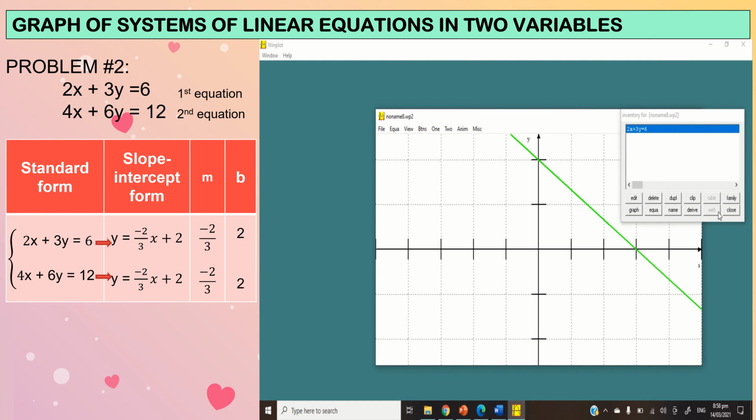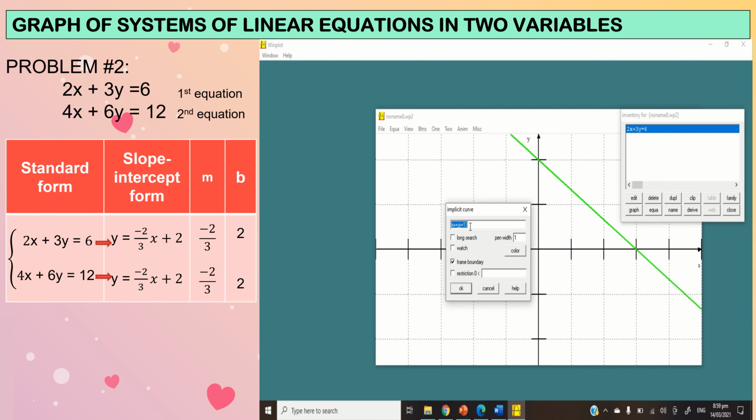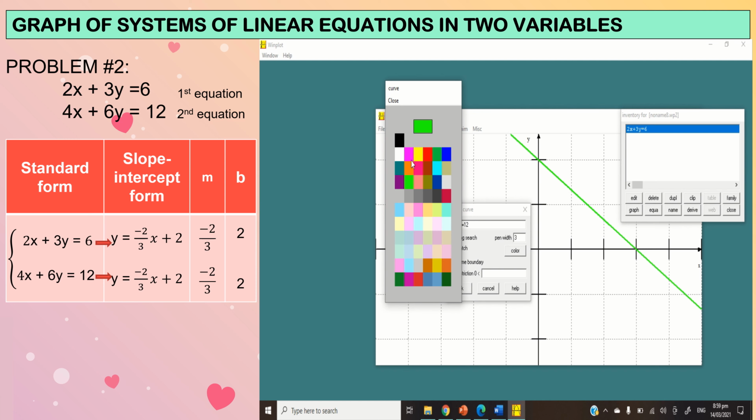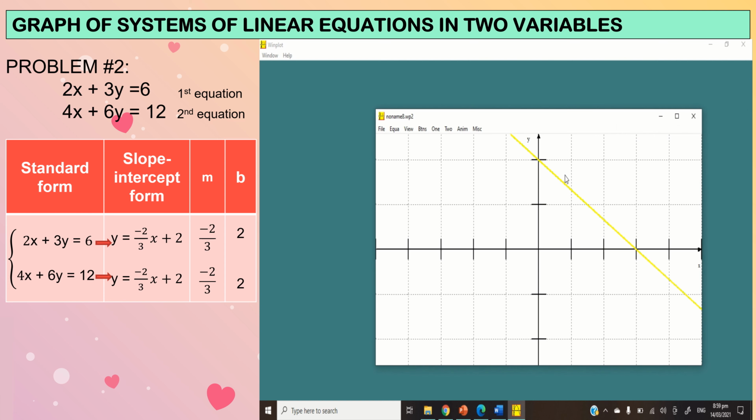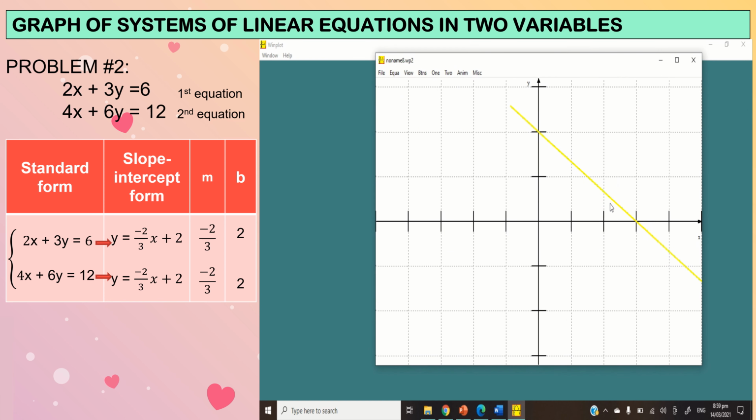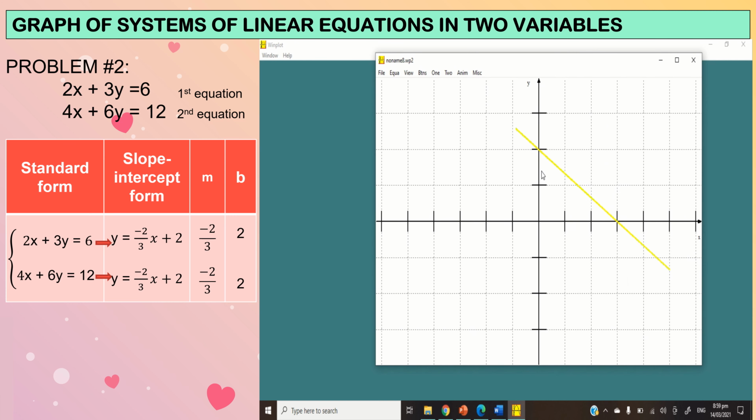And in adding our second equation, just do the same procedure. Input 4x plus 6y is equal to 12. Select the color. And there we have now the graph of our problem number 2.